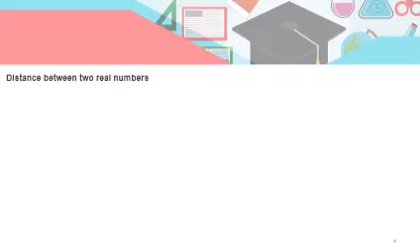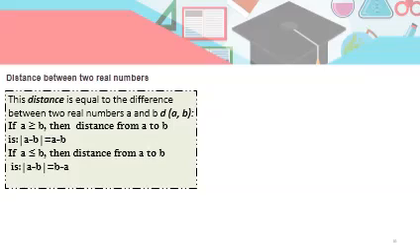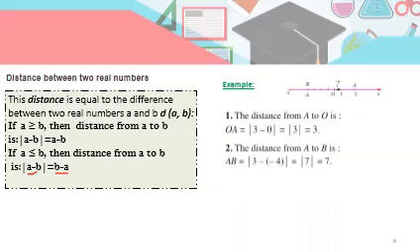Now, what's the distance between two real numbers? Actually, the distance is the difference between the two real numbers. But if A is greater than B, then the difference will be A minus B. But if A is less than B, you have to flip this formula, as you can see. For an example, look at this. The distance from A to O. We don't say that the distance is minus 3. The distance is 3, for example, centimeters to the left. But we write the distance in its positive value, which is 3. That's why the distance is related to the absolute value.